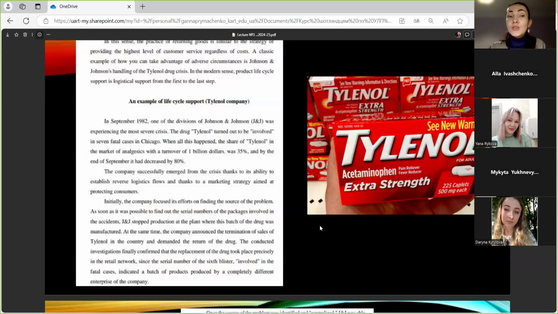Initially, the company focused its efforts on finding the source of the problem. As soon as it was possible to find out the serial numbers of the packages involved in the accident, Johnson and Johnson stopped production at the plant where this batch of the drug was manufactured. At the same time, the company announced the termination of sales of Tylenol in the country and demanded the return of the drug. The conducted investigations finally confirmed that the replacement of the drug took place principally in the retail network, since the serial number of the six blisters involved in the fatal cases indicated a batch of products produced by a completely different plant of the company.